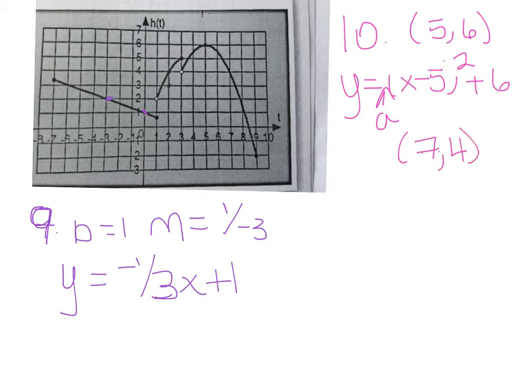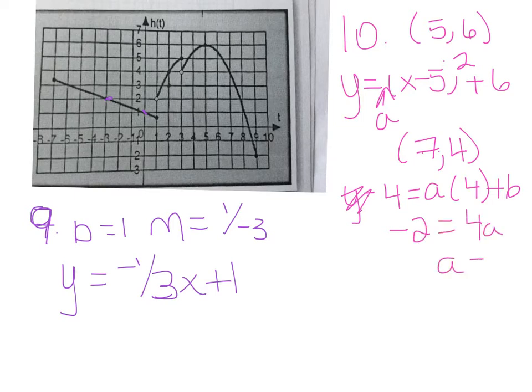So we're going to plug in 7 and 4 for our x and y values. So we're going to have y, oops, it's not right, y is 4. So 4 equals some a value. I'm going to plug my 7 in, and 7 minus 5 is 2, and 2 squared is 4, and then plus 6. So I'm going to subtract my 6 over, and I'm going to get negative 2 equals 4a, and so a is going to equal negative 1/2.